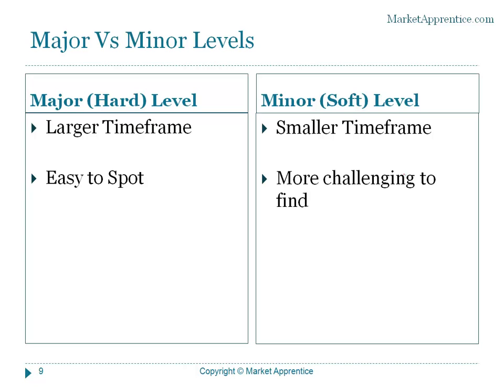A major level is easy to spot. Usually, you find it within 2 seconds. A minor level is a bit more challenging. It takes a bit longer than a major support level. Now, major support levels are usually near market extremes. On the other hand, minor support levels can be found anywhere.